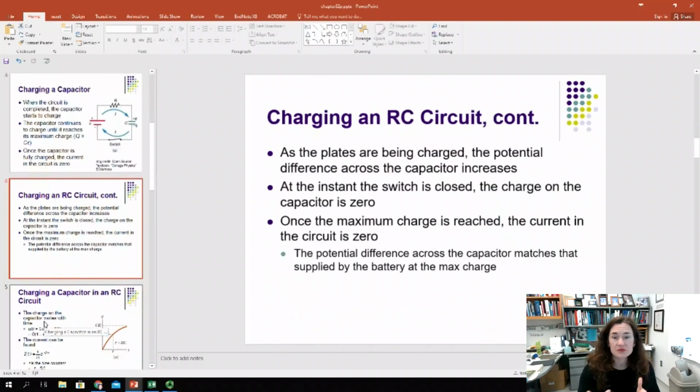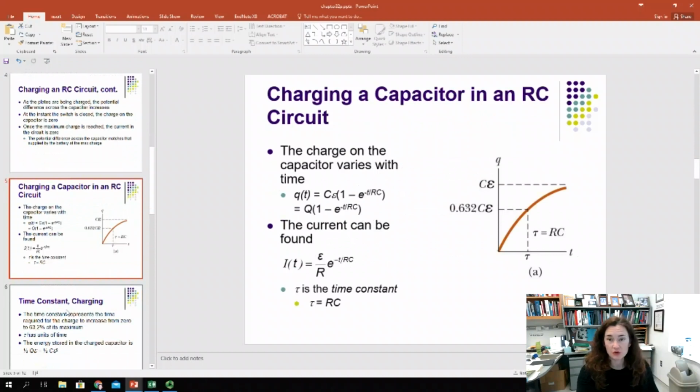And as the plates are being charged, the potential difference across the capacitor is going to increase until the potential difference is equal to the voltage on your battery. Okay? Once that maximum charge or that maximum potential difference is achieved, current in the circuit will stop. Now, if you look at what the flow of charge looks like through the circuit, you're going to see an exponential increase of the charge building up on the capacitor plate.